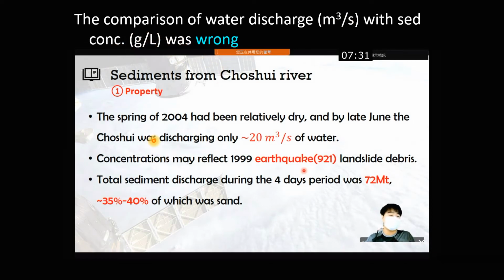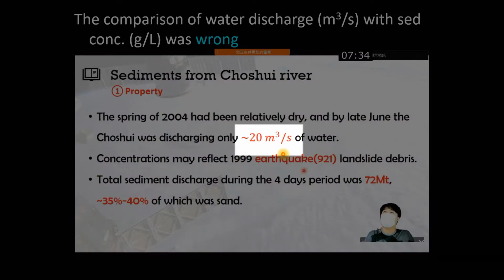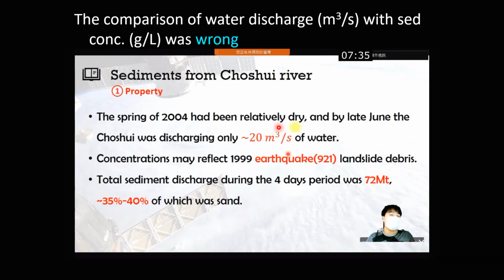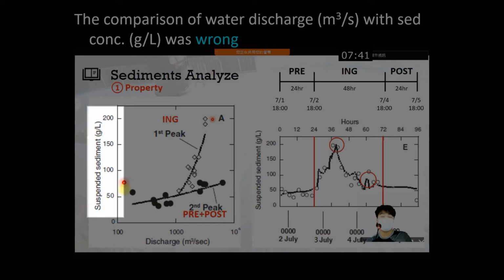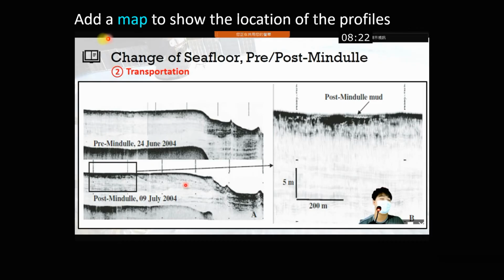It just carried about 20 cubic meters per second. And that's compared to the peak time of the typhoon. You can see that is here is 200. Add a map to show the location of the profile. So they use a button to see the surface of the seafloor. You can see there's a layer, a small layer of mud.